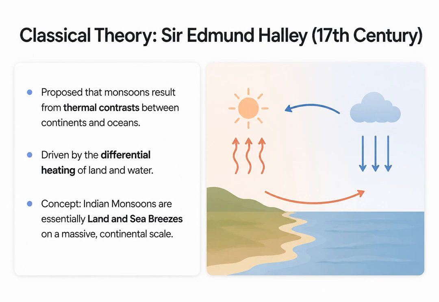Fast forward to the 17th century, and we get the first formal scientific theory from Sir Edmund Halley, the same scientist famous for Halley's Comet. Halley proposed a thermal concept. He argued that monsoons are simply the result of thermal contrasts between continents and oceans, caused by the fact that land heats up and cools down much faster than water. In his view, the Indian monsoon was just a giant version of the daily land and sea breezes you feel at the beach.